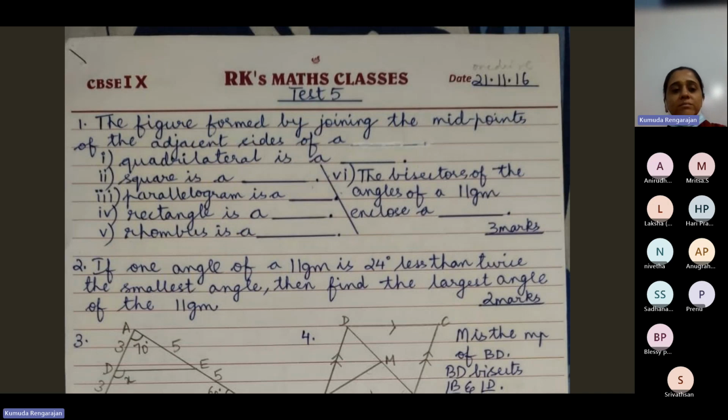The figure formed by joining the midpoints of the adjacent sides of a quadrilateral is a parallelogram. Square? A square is a square itself. Quadrilateral, parallelogram. Square, square. Parallelogram, parallelogram. Rhombus, ma'am. Rhombus. Rectangle, ma'am. Rectangle.